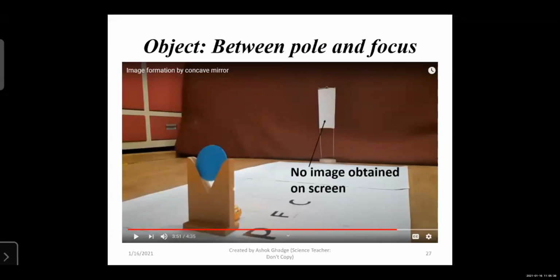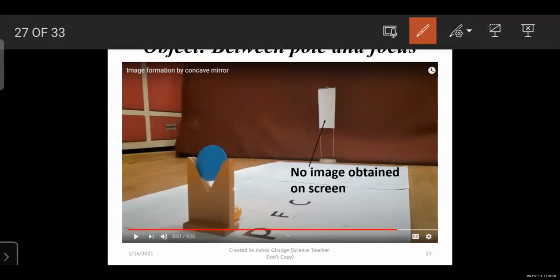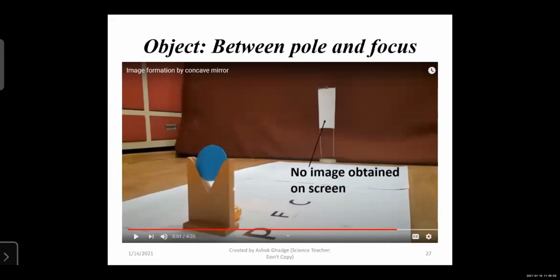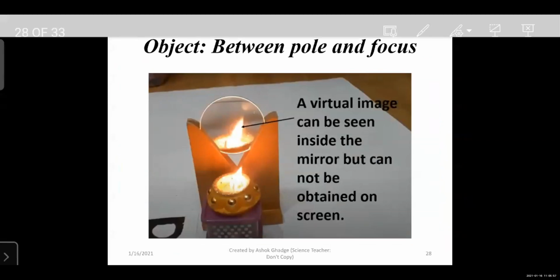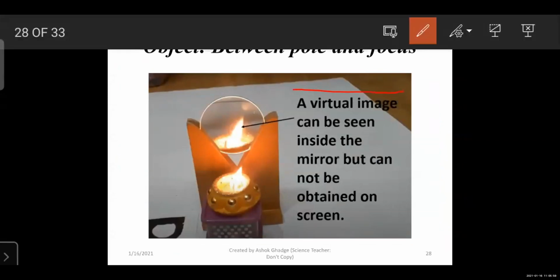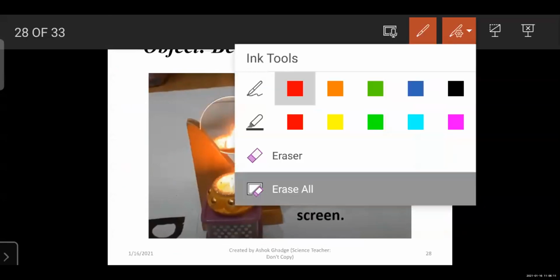And the last condition is the object between the pole and the focus. There is no image formation on the screen. You can see that image inside the mirror, and the image inside the mirror is called a virtual image. The virtual image can be seen inside the mirror but cannot be obtained on the screen.